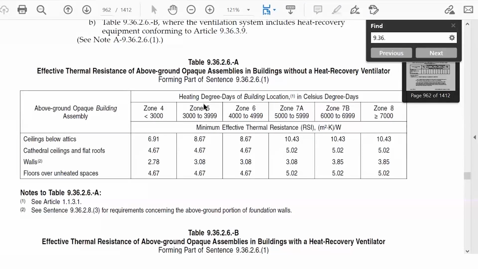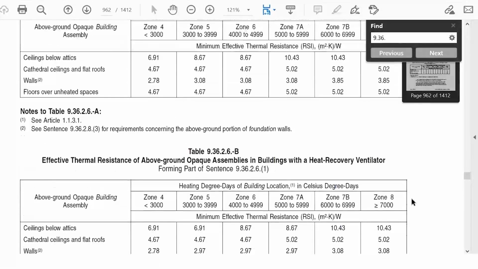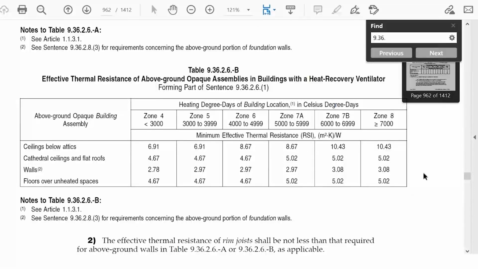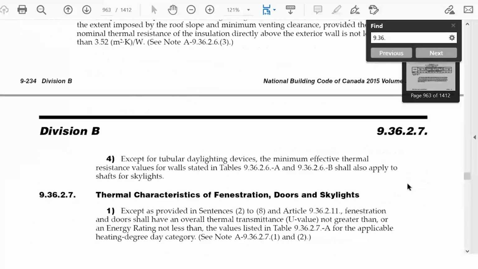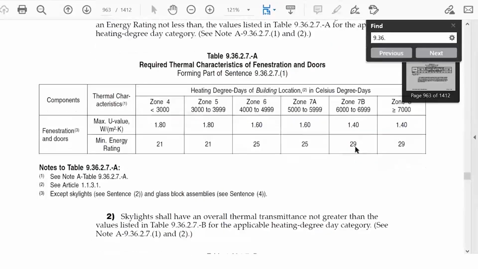Degree days below 18 degrees C, and it gives you values between less than 3,000 to over 7,000. That's the climatic data tables that will provide you in which zone you will fall. Effective, so depending on with or without a heat recovery ventilator, you will have different effective thermal resistance to use in the equation. And then this one is fenestration, doors and skylights.